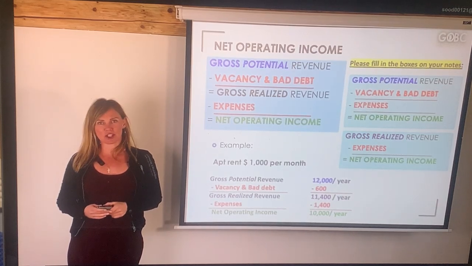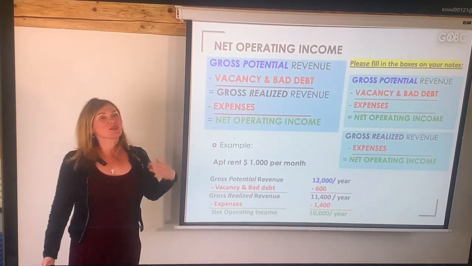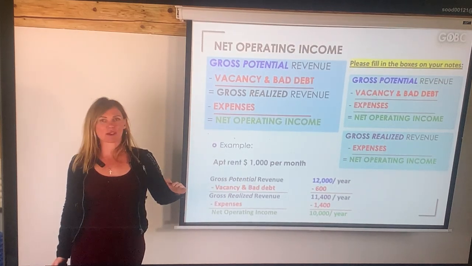So for example, if I have an apartment that I can rent out for $1,000 per month, potentially how much can I make per year? $10,000. Do you see that point, right? So the potential revenue, but $12,000, not 10. There's 12 months. So potentially, I can make $12,000 per year, right? So that's common sense. So that's nice and easy.